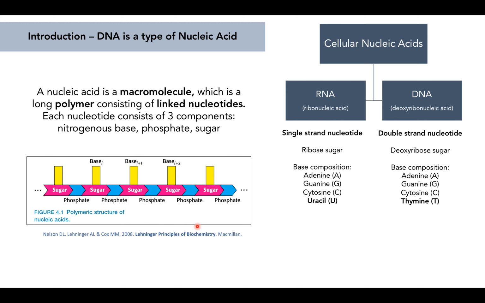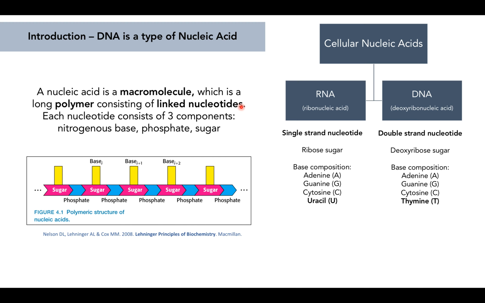So what exactly is DNA? Now DNA is a type of nucleic acid. So nucleic acid in the cell, the main ones are RNA and DNA. And a nucleic acid itself is a macromolecule. A macromolecule is basically a long polymer composed of smaller units. So in proteins, we know that proteins are composed of smaller units of amino acids. Here, a DNA is a nucleic acid, which is composed of smaller units of nucleotides.